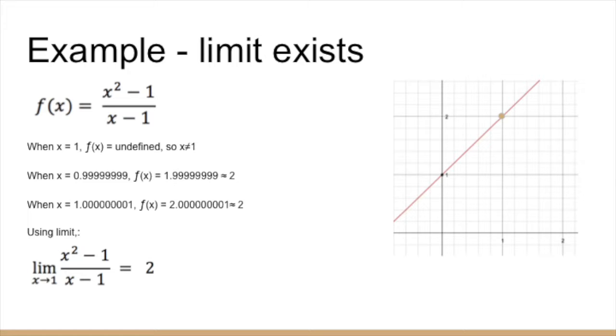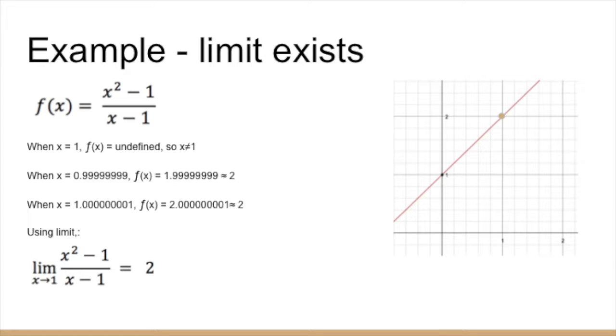Suppose you have a function x squared minus 1 over x minus 1. When x equals 1, this function will be undefined. But let's say if you let x get very close to 1 from the left, for example, x equals 0.9999999, the function will be 1.9999999, which is very, very close to 2.